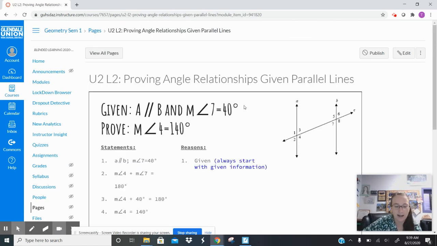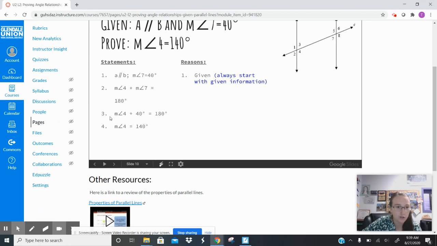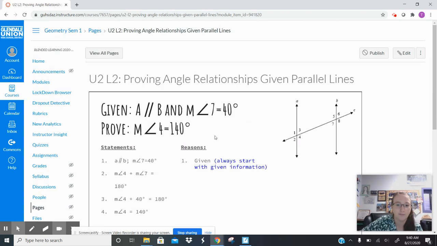Okay, I want you to go ahead and try this one. Do the whole thing. You've got three reasons to give. You might struggle a little bit with this last reason. That's okay. If you can at least get reasons 2 and 3, then you can do that. We'll come back and we'll check.